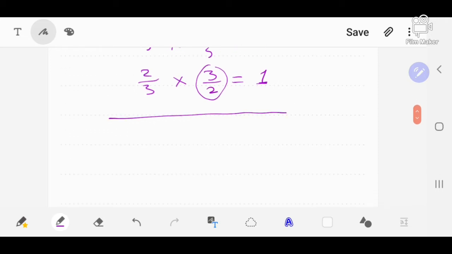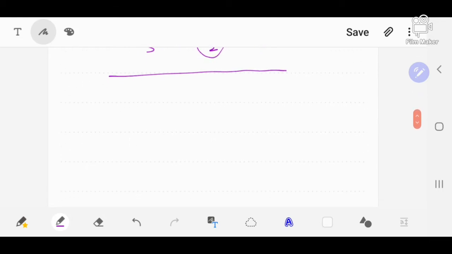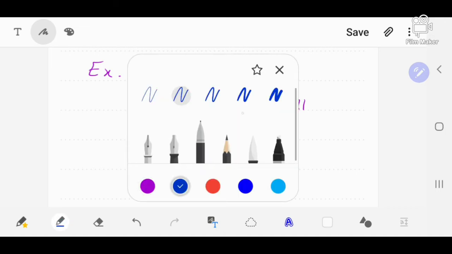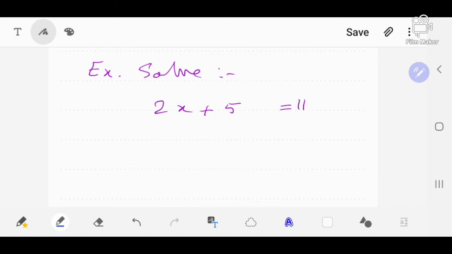Why do I need these? Let's say I'm asking you to solve an equation like 2x plus 5 equals 11. How am I going to solve this? Solve means find the value of x that satisfies this equation. So how am I going to isolate x? How am I going to keep x alone? Well, in order to do that, I have to make use of the identity and the inverse.